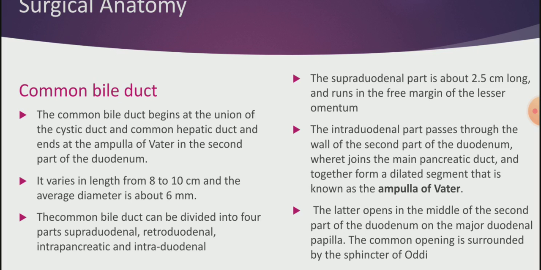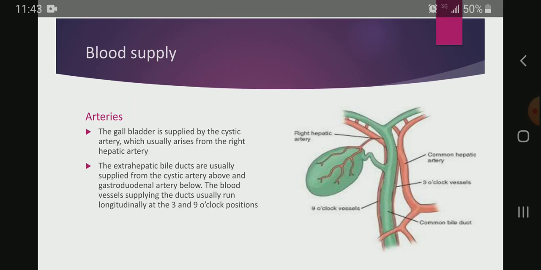pancreatic duct and together they form the dilated segment that is known as the ampulla of Vater. The latter opens in the middle of the second part of the duodenum on the major duodenal papilla. The common opening is surrounded by the sphincter of Oddi.